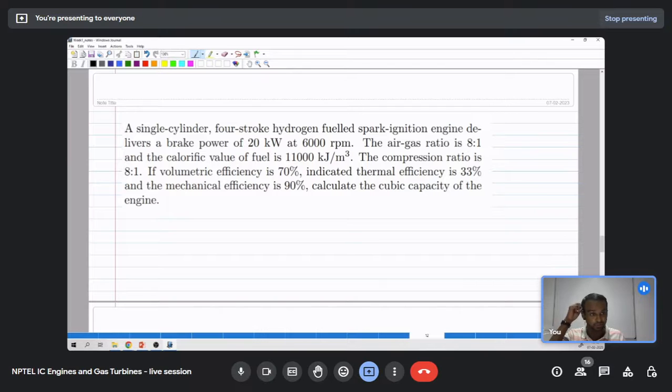I think we have seen many similar problems. I think now you'll be able to tell me how we can solve this problem.